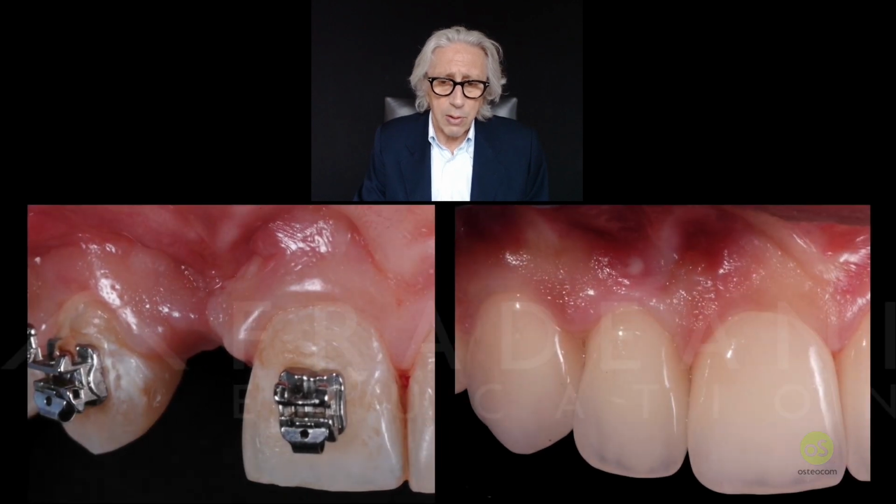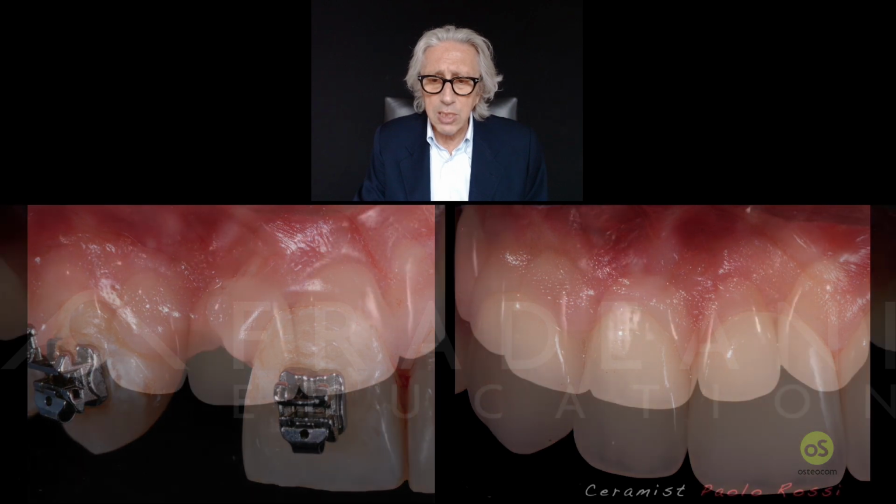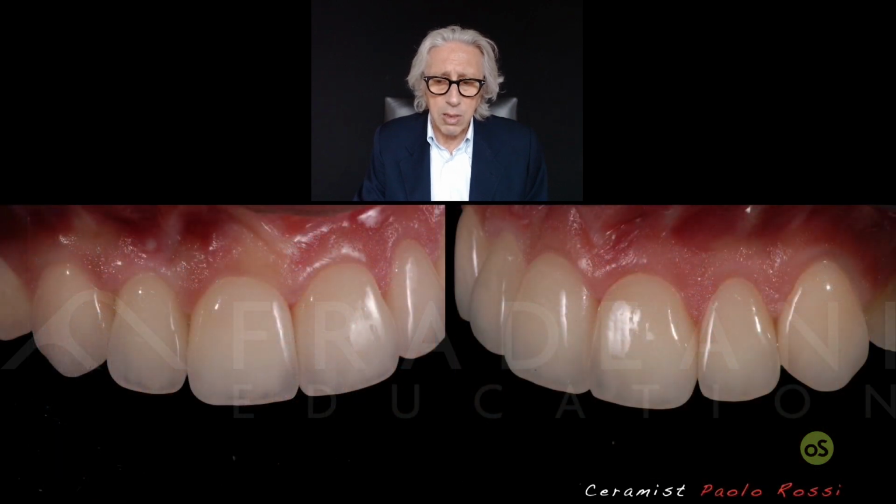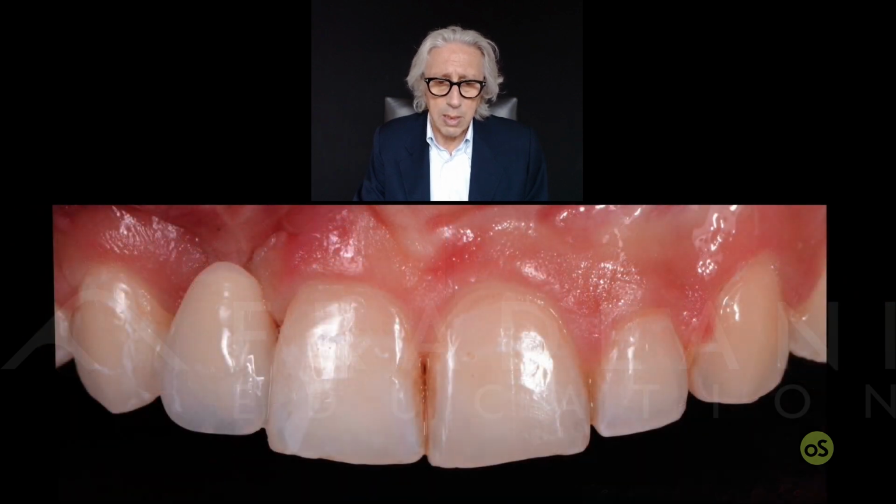Lateral incisor now is completely different than before. There was an area of really undersized volume, and now we have a nice volume, nice papilla, nice gingival outline. You could say that they are quite similar to that of the other side. It's quite correspondent to the other one. The ceramist is Paolo Rossi in this case.